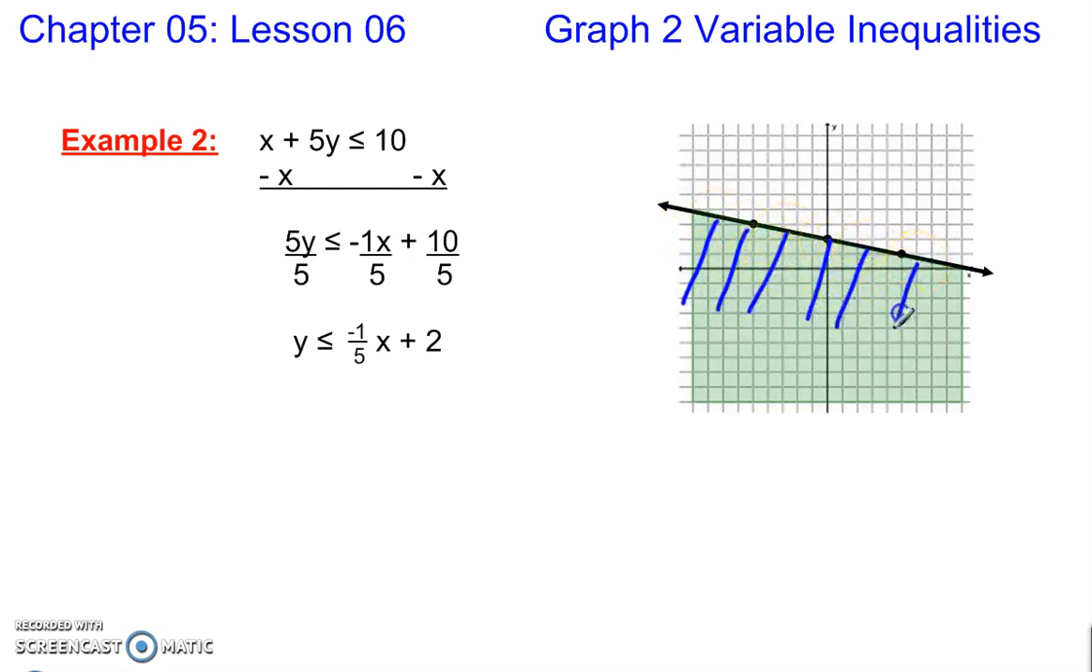If you're not sure which side that is, again plug in 0, 0 right here. See, is the origin part of this? This becomes 0, and then is less than or equal to 2. That is true. So the origin is part of the solution, so it is on this side.